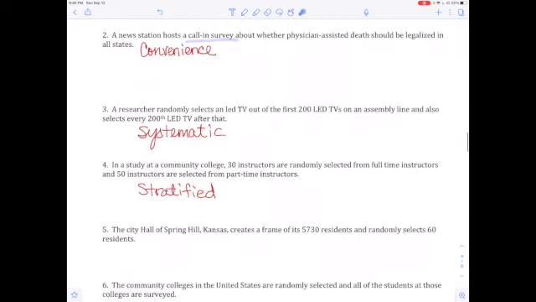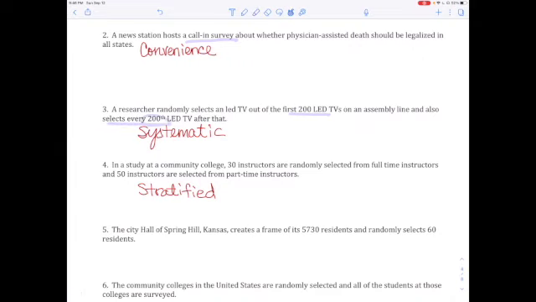So that's number 2. Number 3, a researcher randomly selects an LED TV out of the first 200 LED TVs on an assembly line, and also selects every 200th LED TV after that. That's going to be a systematic pattern. In between them, the K value, which is the spacing, is 200. So every 200, they're going to pick one. So that's why it's systematic.